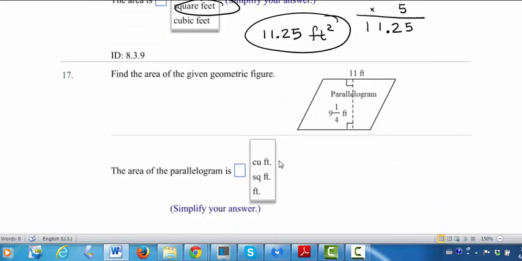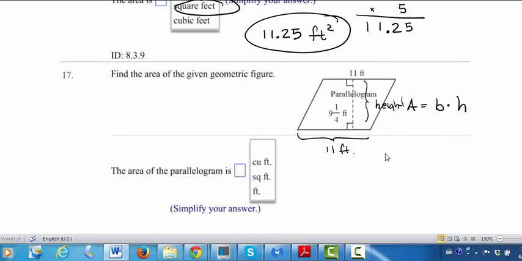Let's see. Here's another parallelogram. Again, the area is simply your base times your height. So I have 9 1/4 feet is my base. I'm sorry, 11 feet is my base. That's also 11 feet, right? And this is my height.